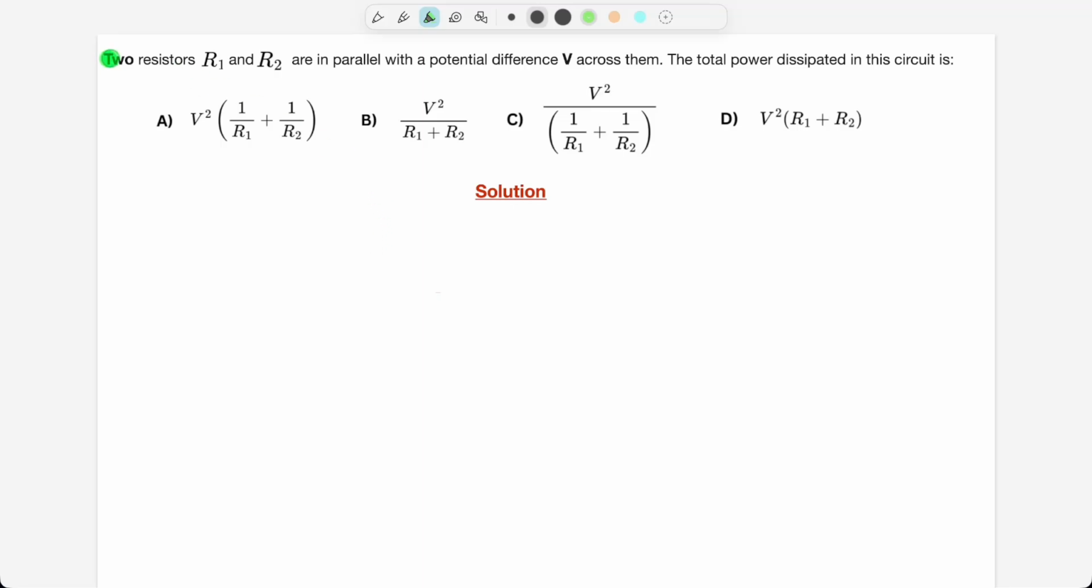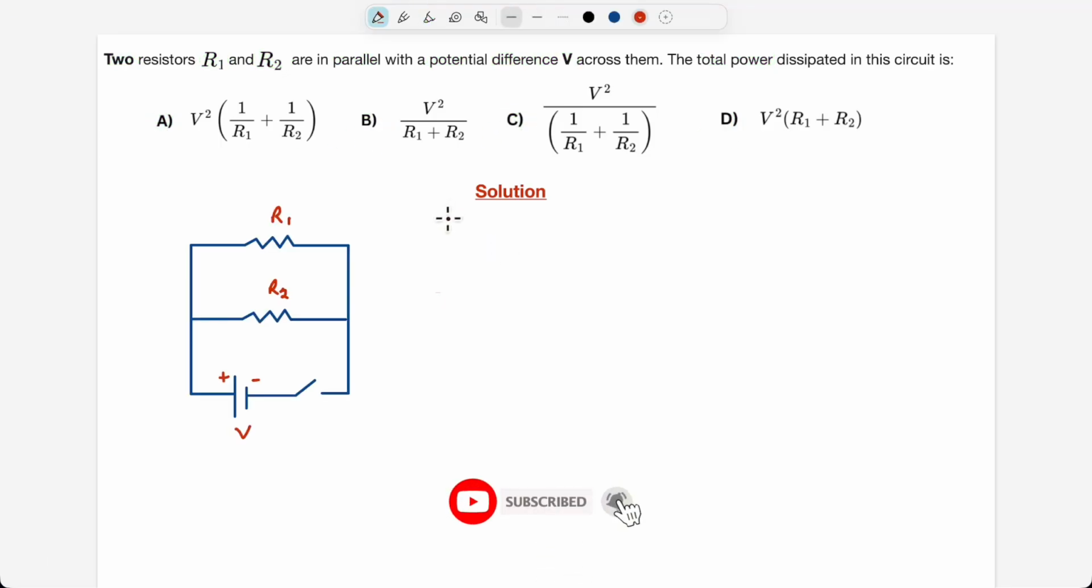So two resistors, R1 and R2, are in parallel with a potential difference, V, across them. What is the total power dissipated in this circuit? Is it A, B, C, or D? Let's look at the solution.